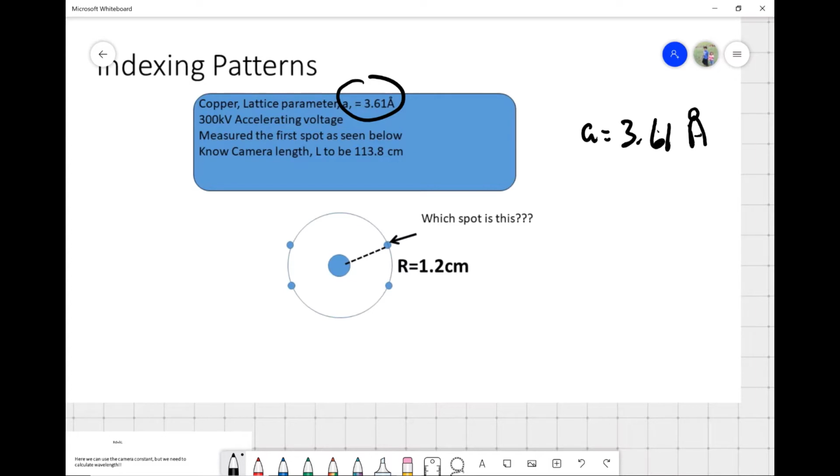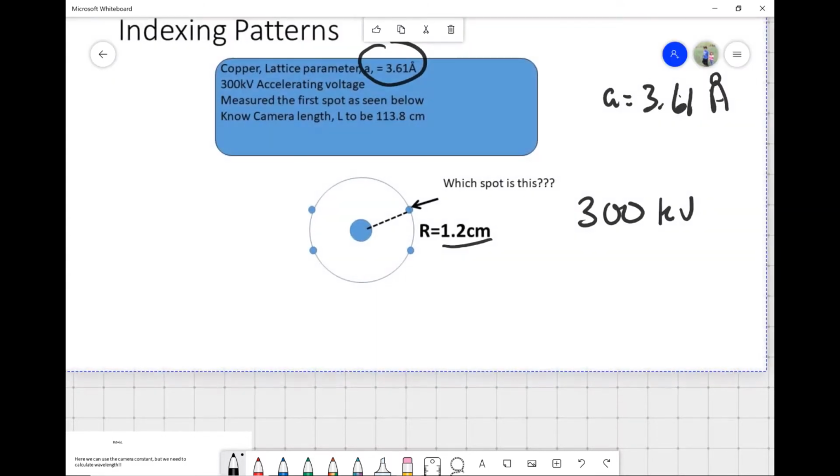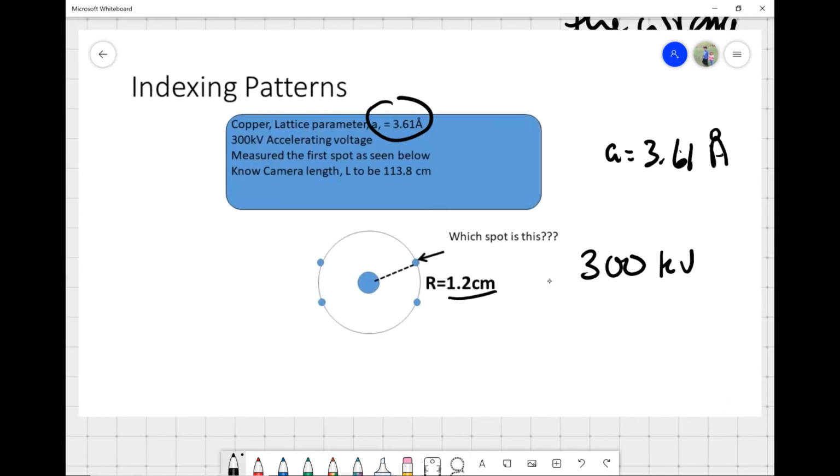So 3.61 angstroms. This is a diffraction pattern. We measured this R to be 1.2 centimeters, and we have 300 kilovolts of accelerating potential. We know our camera length L is 113.8 centimeters. Okay, so we want to find out some things here. So we want to index it. So usually, what do we know about reflected planes? Well, they have a D spacing.